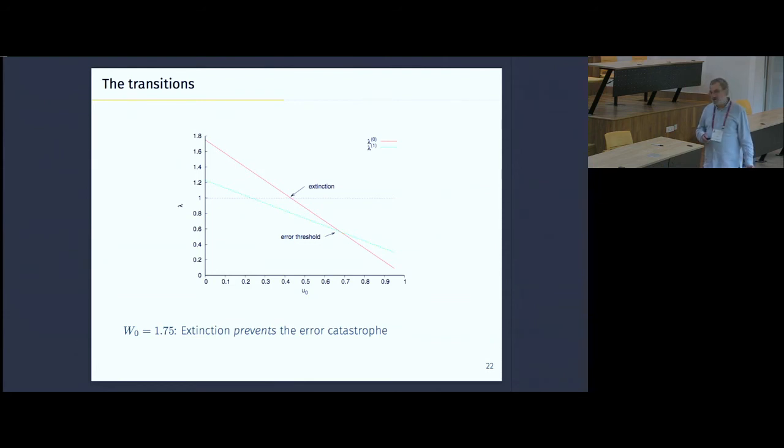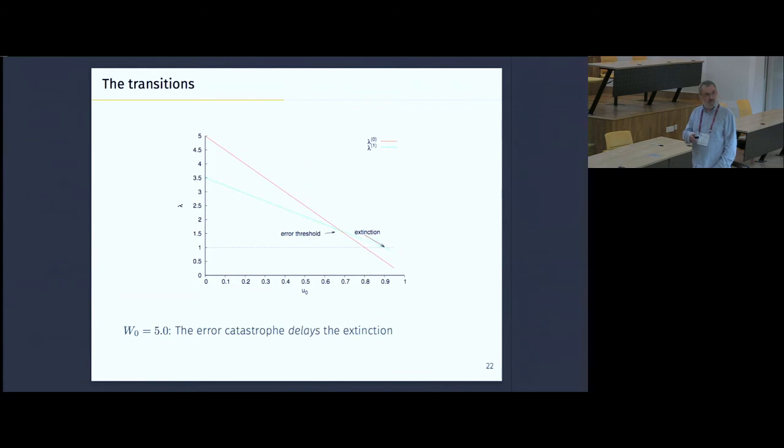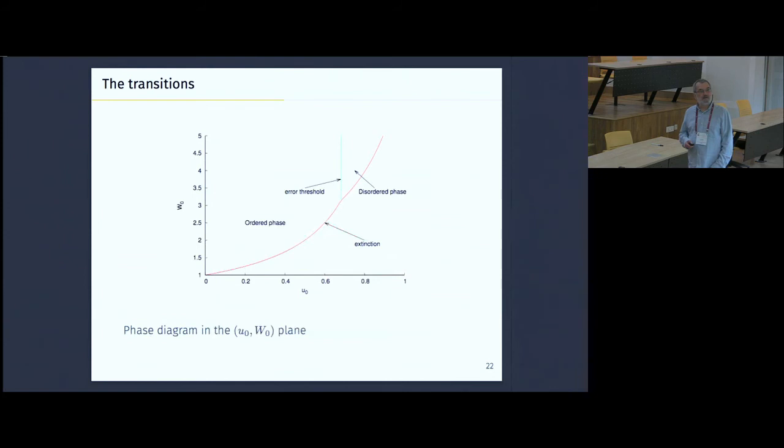In this case, I fix W0 to this value, 1.75, I set W1 equal to 1, and then I change U0, and then evaluate these eigenvalues. Yeah. And this is the phase diagram.